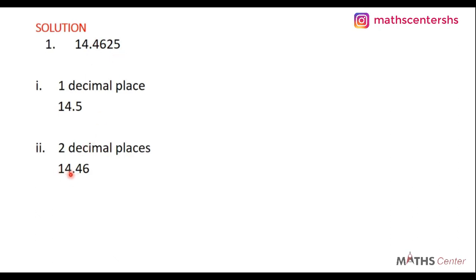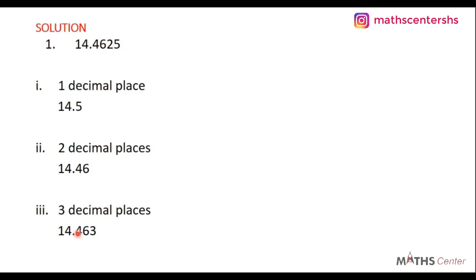14.46 will come already. Then you bring in the decimal point. We look at the number in the second decimal place, which is 6. The number in front of it is 2, which is less than 5, so we ignore the rest. Now you can see from here that we have 2 digits after the decimal point.